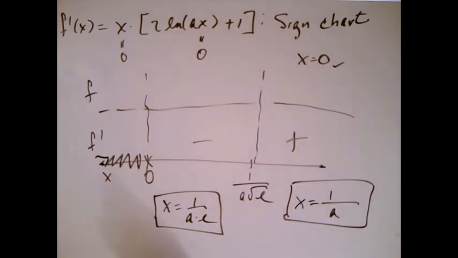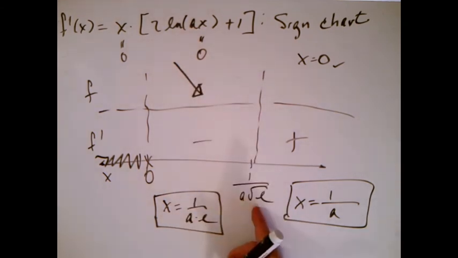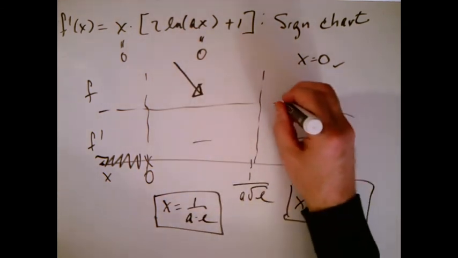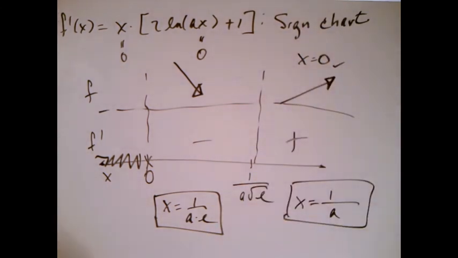And so what I get is that this function decreases until x equals 1 over a square root e, and then it starts to increase after that. That's the first derivative sign chart.